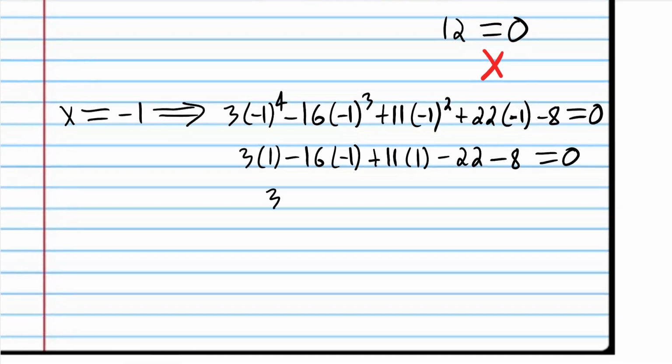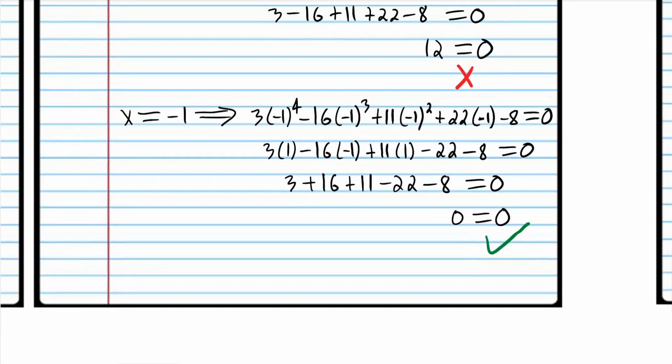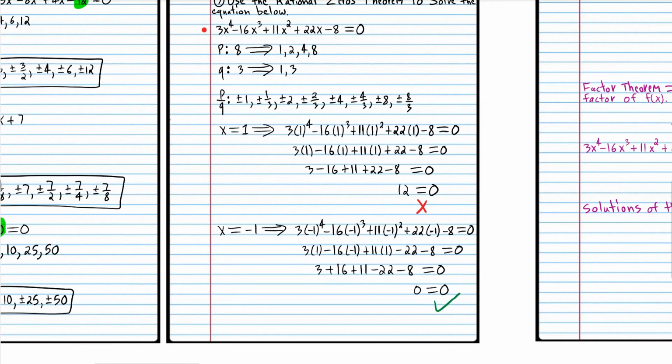And then we have 3 plus 16. Again, be careful with your signs. So 3 plus 16 is 19. 19 plus 11 is 30. 30 minus 22 is 8, and 8 minus 8 is 0. So we get 0 is equal to 0. So negative 1 was a solution. That's a solution to the equation above.